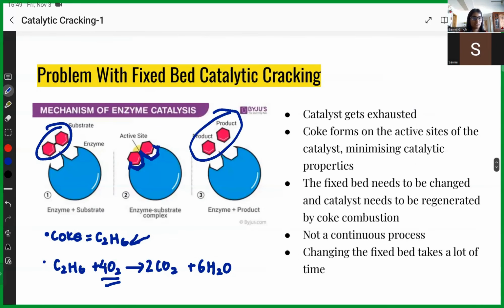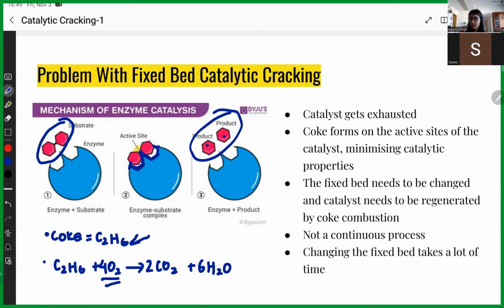So, this is a picture of an enzyme catalyst, but I like how well it explains it, so I'm going to use this picture. So this is your crude oil, right? And it will touch the active sites, and then it'll break down into two products, and that's how a catalyst works. There is an active site that is important.